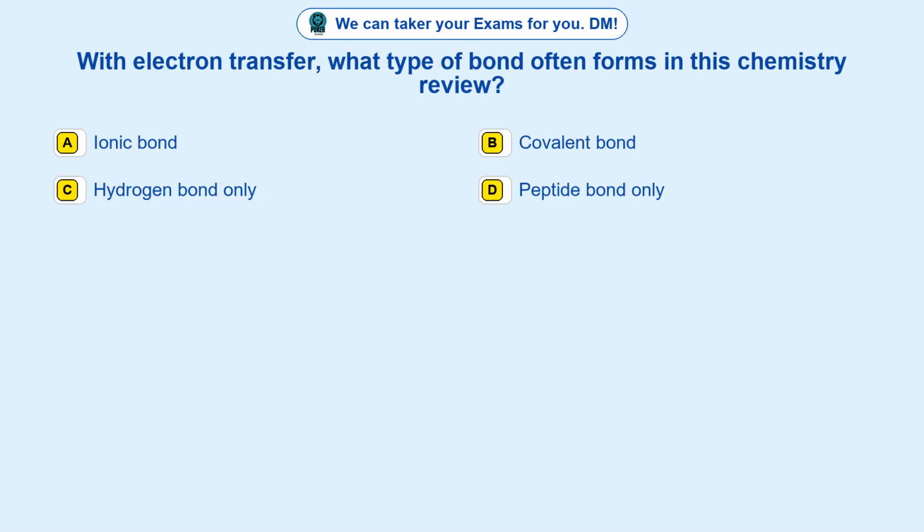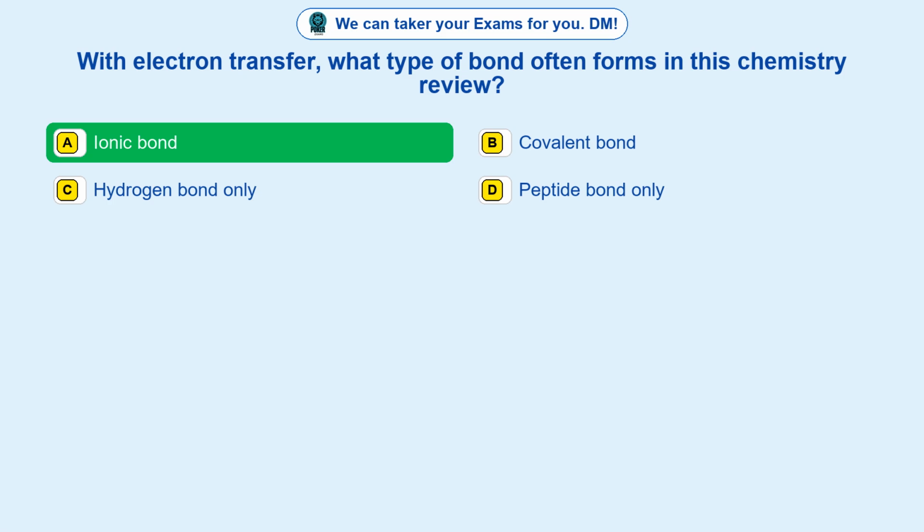Question 33. With electron transfer, what type of bond often forms in this chemistry review? Option A, ionic bond. Option B, covalent bond. Option C, hydrogen bond only. Option D, peptide bond only. The correct answer is option A.